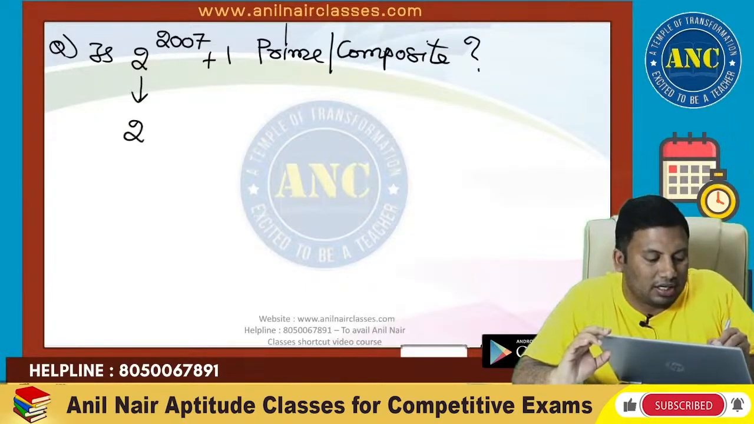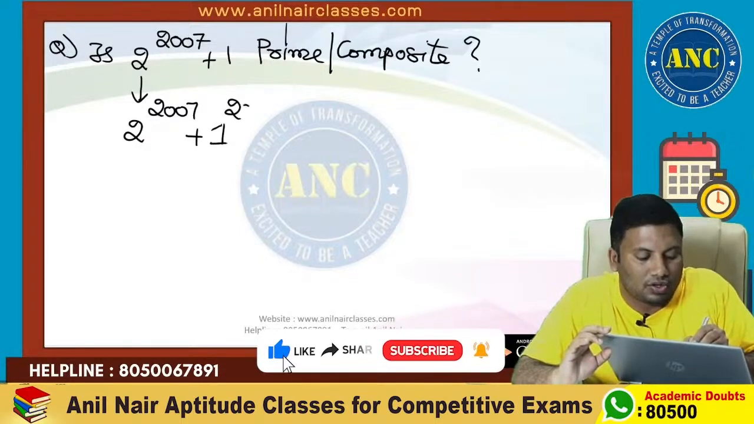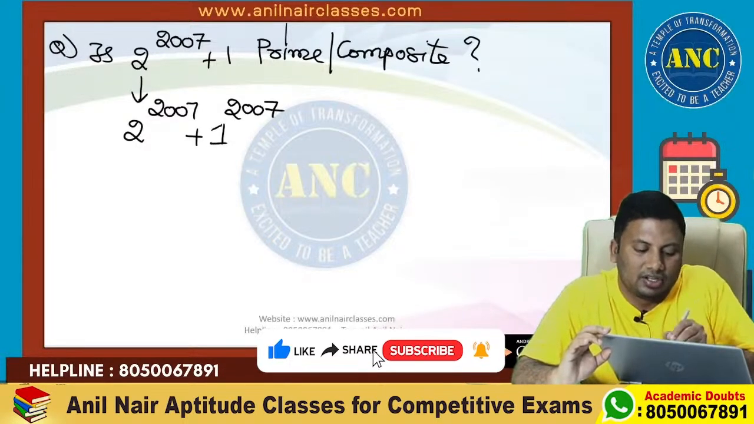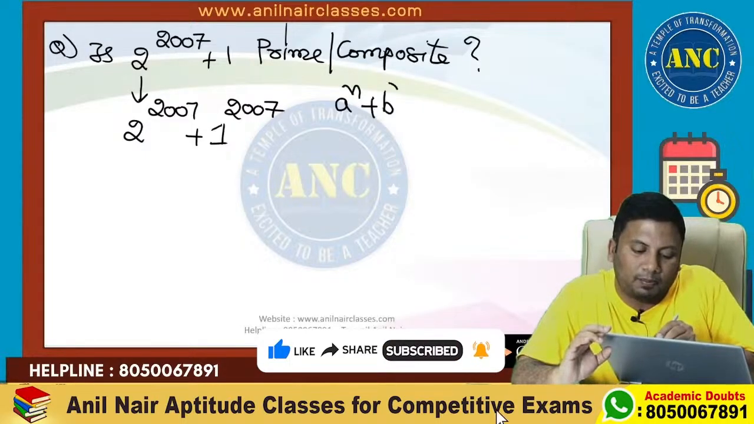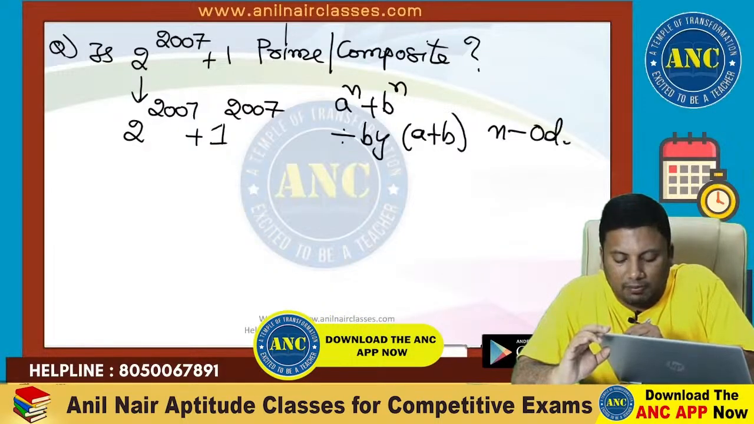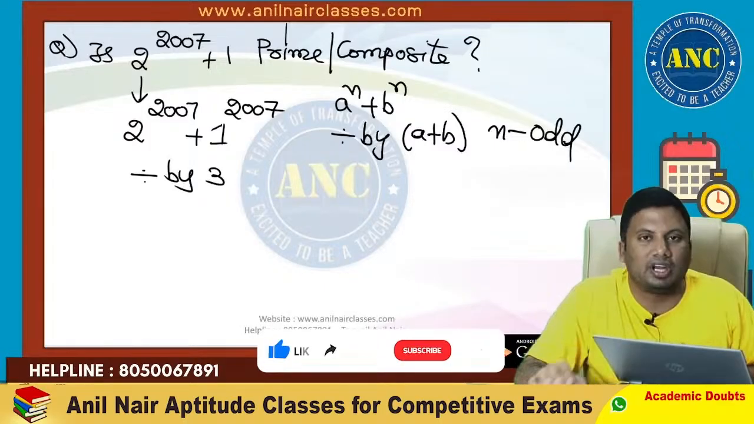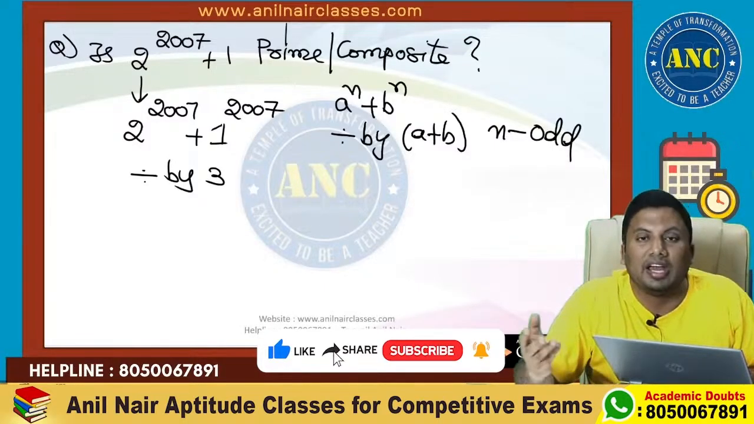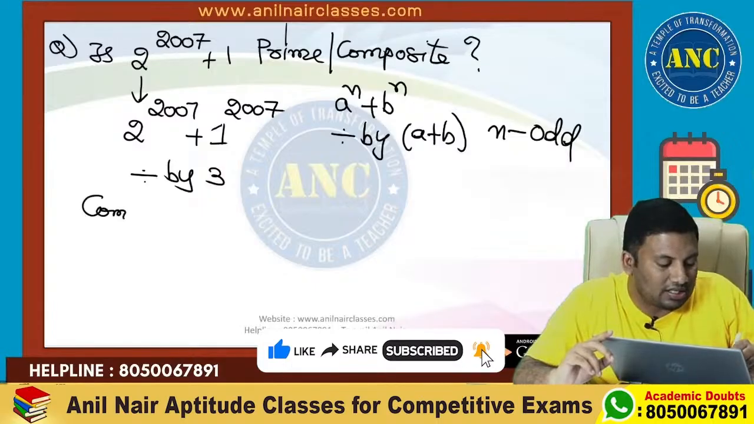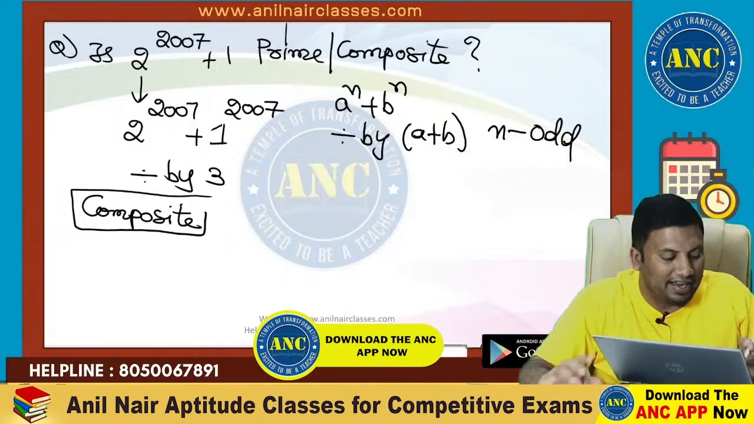This is nothing but 2 power 2007 plus 1 power 2007, since 1 power any natural number is 1. Just now we discussed a power n plus b power n is always divisible by a plus b if n is an odd number. That means this number is divisible by 2 plus 1, that is 3. Any number divisible by 3 becomes a multiple of 3. So the answer for this question is composite. I hope the idea is clear.